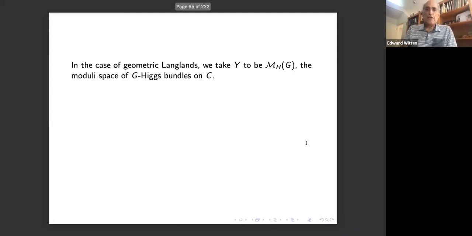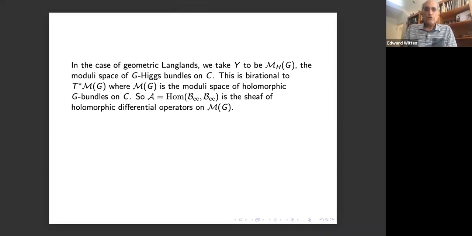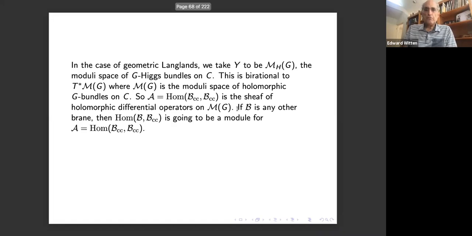In the case of geometric Langlands, we want Y to be the Higgs bundle moduli space, the moduli space of G Higgs bundles on C. That's birational to the cotangent bundle of the moduli space of G bundles. So A equals Hom from B_CC to itself becomes the sheaf of holomorphic differential operators on M of G, the moduli space of bundles. If B is any other brane, then Hom from B to B_CC will be a module for Hom from B_CC to itself.